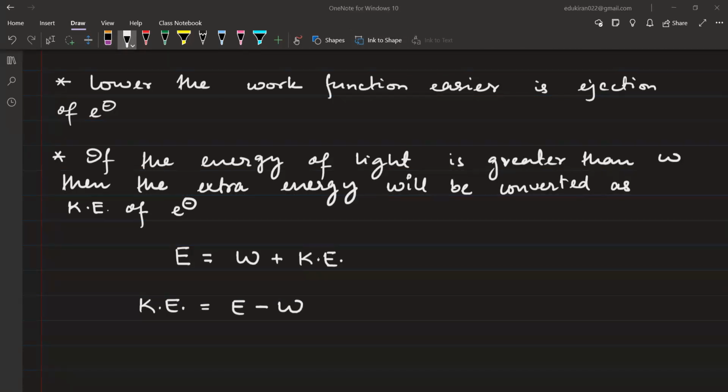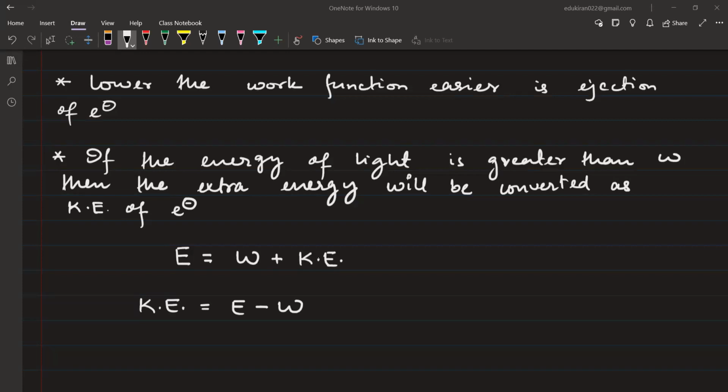Please keep in mind, when ejection of an electron happens, you are not sure that it is going to have some kinetic energy, because if you are going to give only the energy that is equal to work function, then only ejection will happen, and that electron will not have any kinetic energy. But if you are giving energy greater than work function, then that electron will be ejected, and it will be ejected with kinetic energy.